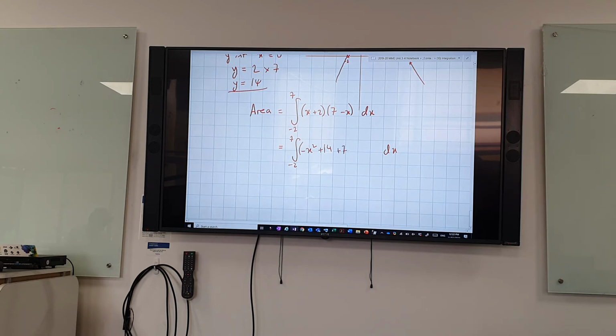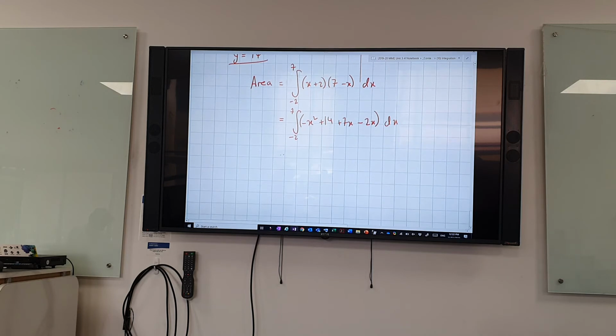Plus 7x minus what? 2x. Do you see how I stuffed that up? I tried to rush it out. Really easy to stuff it up if you rush it. That was a very silly mistake on my part. So it's going to be negative x squared plus 5x plus 14.